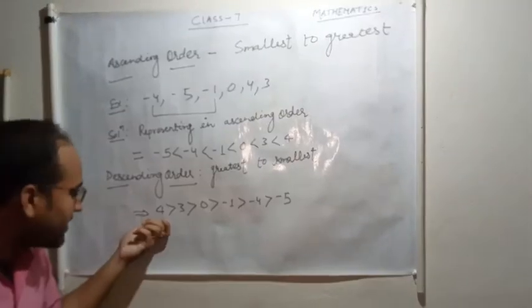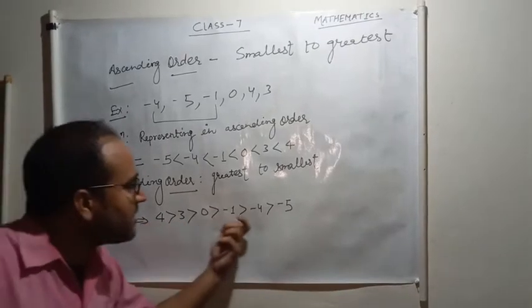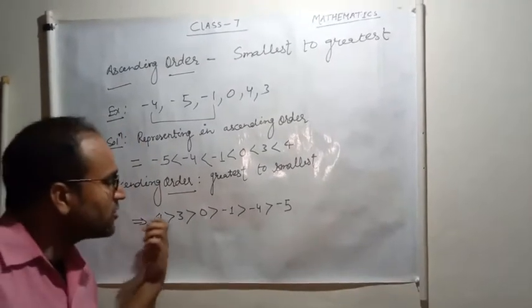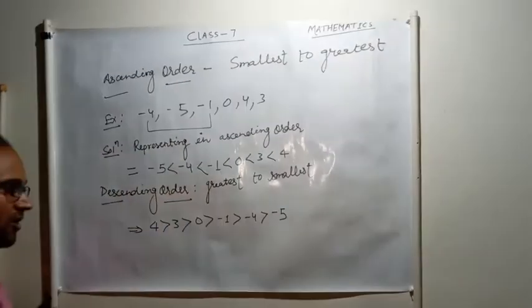So very easy: greatest to smallest. First we write the greatest integer, then the ones smaller than that, and in the same way we repeat the process and then we get the descending order.